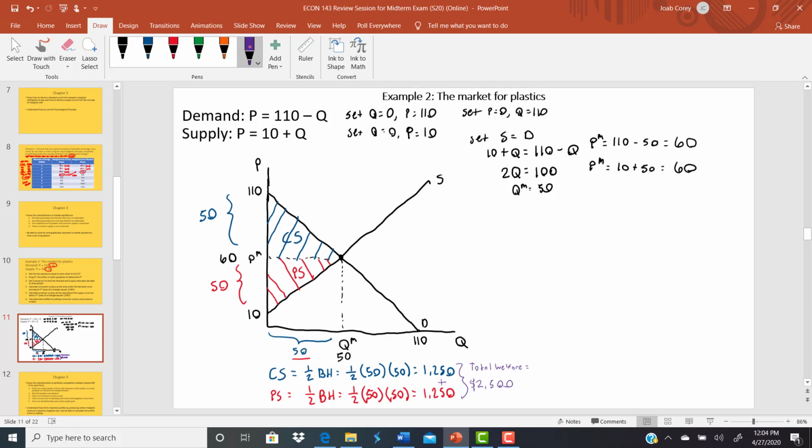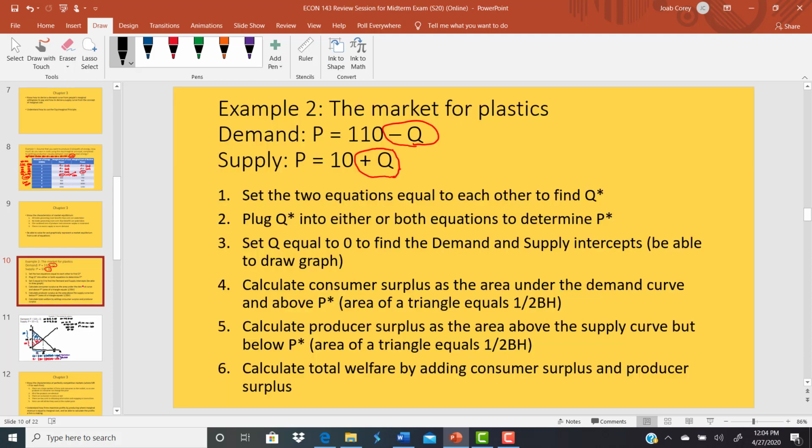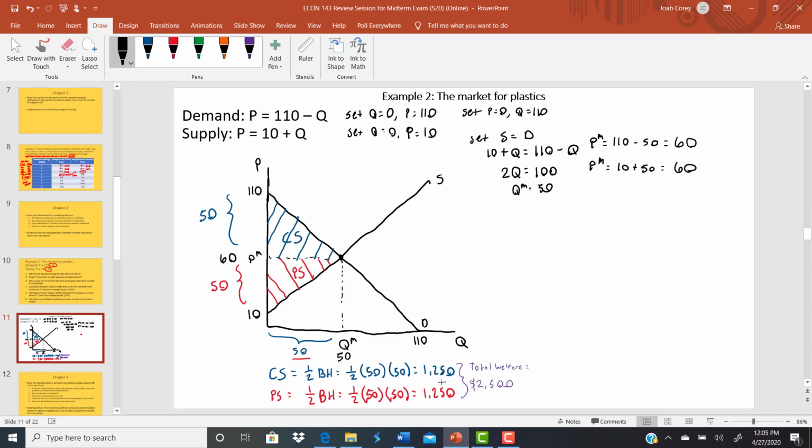All right, so that's everything that we just talked about in the last slide. If you go back to that last slide, what I said you had to do for this part in chapter 3 is be able to set the two equations equal to each other to find Q star, plug Q star into either or both equations and determine P star. Make sure you set Q equal to 0 to find the demand and supply intercepts, so you can calculate consumer surplus, producer surplus, add those together to get total welfare. So we did all that in this graph, so if you can do that, you should be okay with that much on this part of the exam.